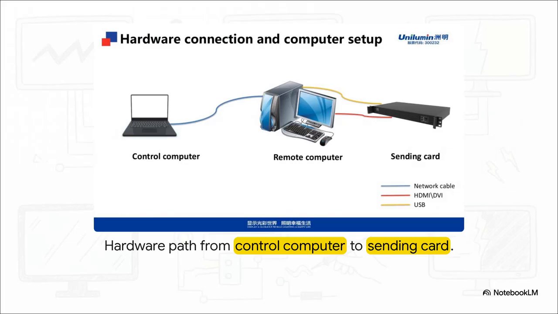Okay, so to get this fixed, your required hardware path is a very specific daisy chain. It's like a pipeline. You start with your main control computer. That connects via a standard network cable to your remote computer. Then, that remote computer acts as your bridge, linking directly to the sending card. And it uses both a USB cable for the data and control side of things, alongside an HDMI or DVI cable for the actual video signal.